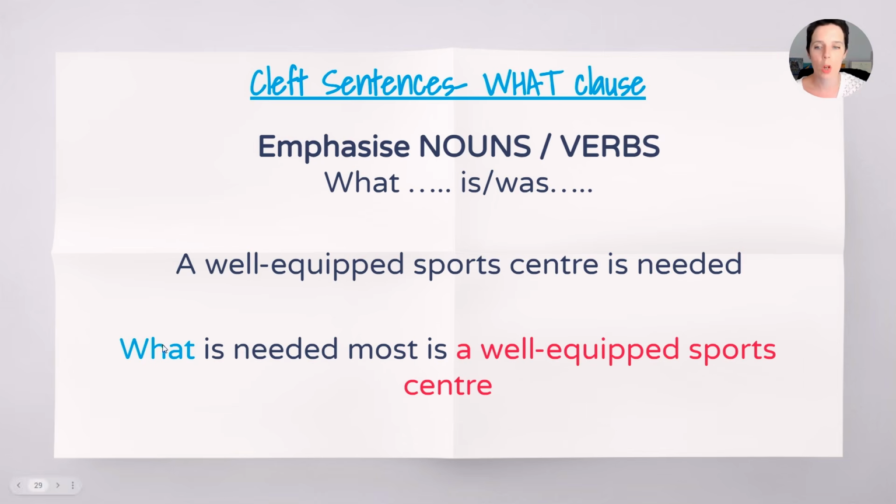So we use what at the start. Then you have a clause. And then we use is or was, depending on if you're speaking in the present or the past. And the thing that you want to emphasize comes directly after is or was. So now a well-equipped sports centre is the most important thing in this sentence. It has more emphasis. What is needed most is a well-equipped sports centre. So that is a what clause or a what cleft sentence.